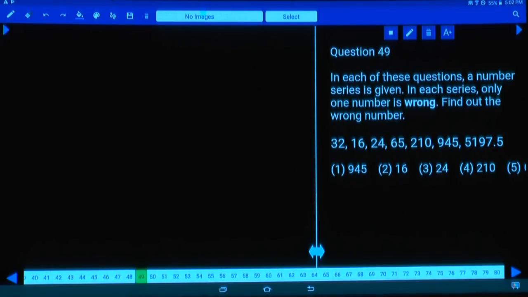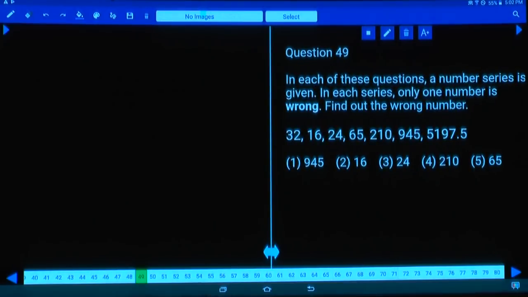From there onwards it is increasing, so it must be 32 and 16. How can you express this? Into 1 by 2, or into 0.5, isn't it? Then into 1 by 2: 32 into 1 by 2 is 16. And 16 and 24: 16 into 1.5. 32 into 0.5 and 16 into 1.5 is 24 and 24.